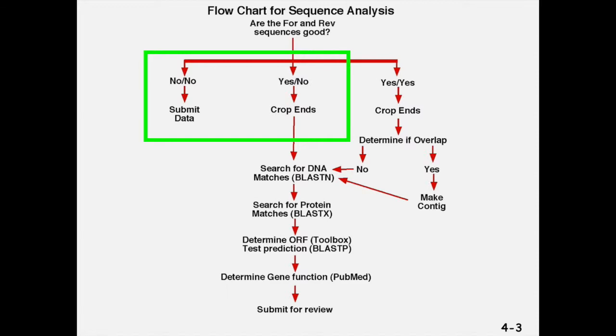So now we know if the sequence data is not of good quality, we still have to submit that data. Rutgers needs to know that we analyzed sequences and we received data that was not useful or that was not readable.